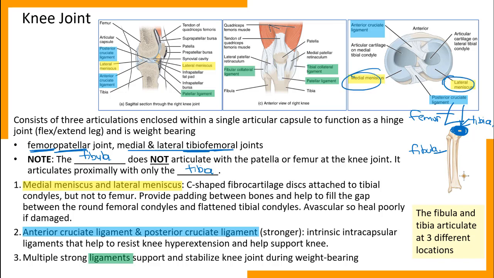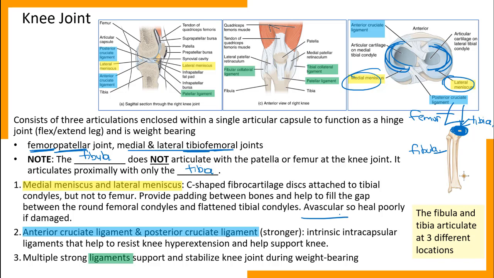You can see here in the knee joint there is meniscus, medial and lateral meniscus over here. And the meniscus you can see here is made out of fibrocartilage. It's C-shaped, and it basically helps to reduce friction, to provide padding at the knee joint to prevent wear and tear. Remember that cartilage is avascular, so if the meniscus is damaged, it heals slowly and poorly.